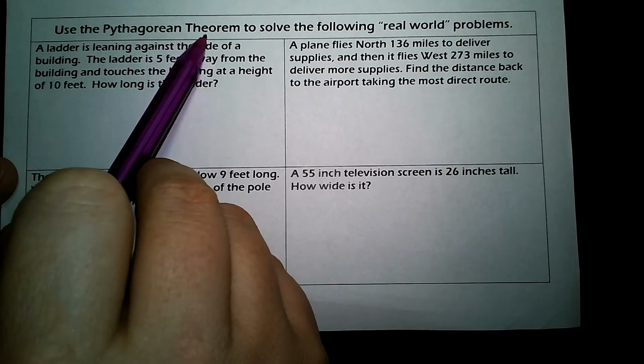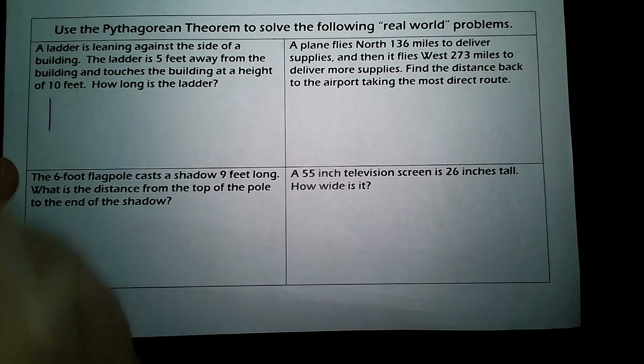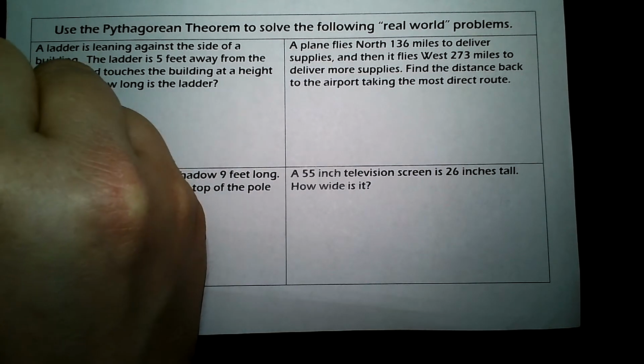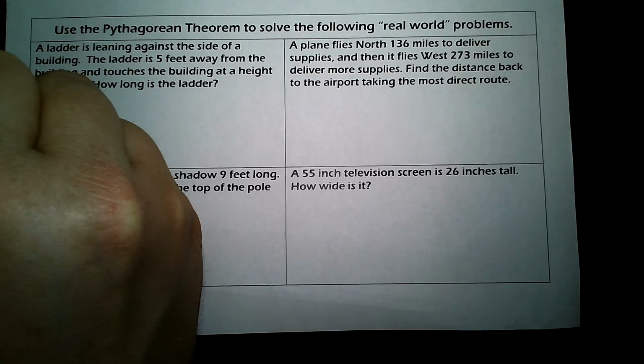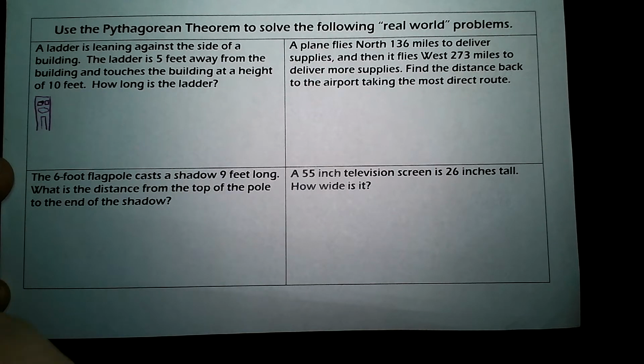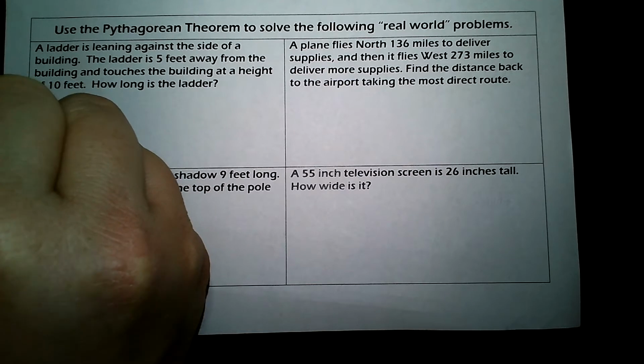So let's start there. Here's my building. I can draw some little windows and stuff if that helps you understand. There we go. Here's my building. It's beautiful. Here's my ladder, leaning on the side of the building. Here's the ground.